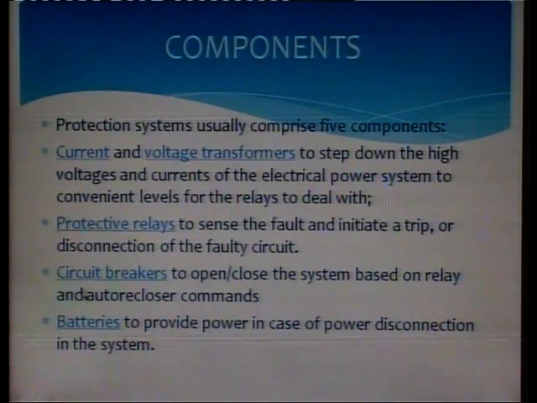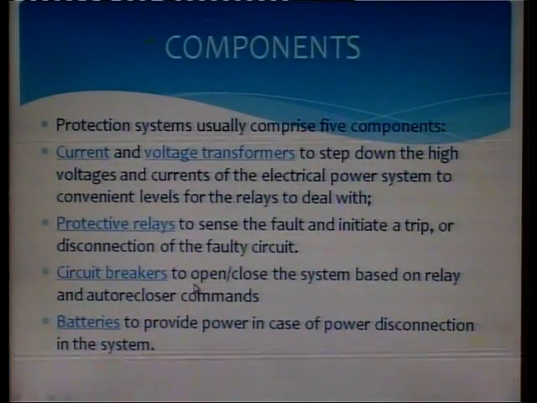The next is the circuit breaker. A circuit breaker is a kind of switch which can operate in normal conditions and in abnormal conditions. During the abnormal condition, the circuit breaker will operate automatically when it receives the command of the relay.